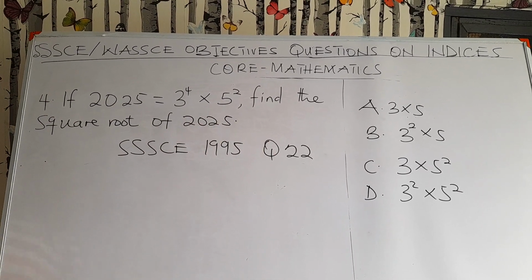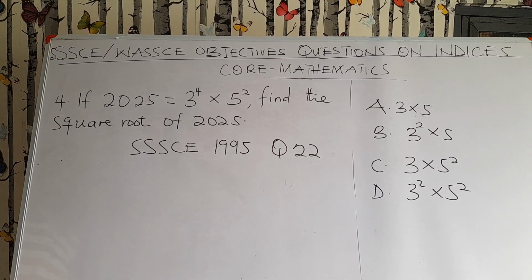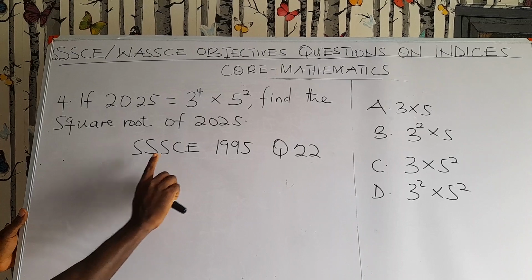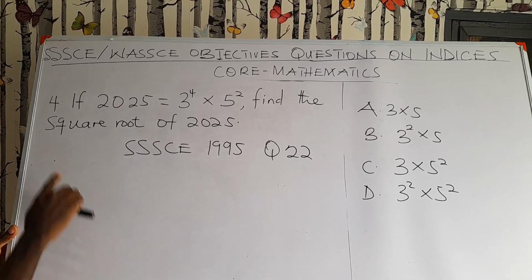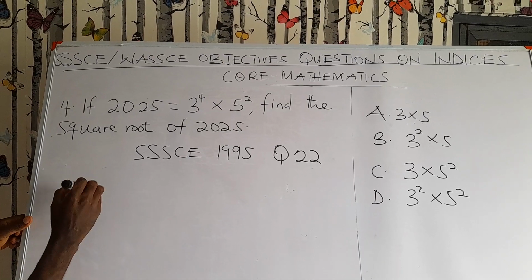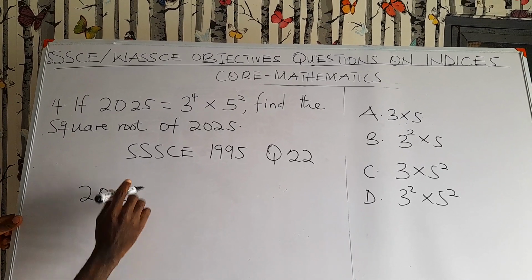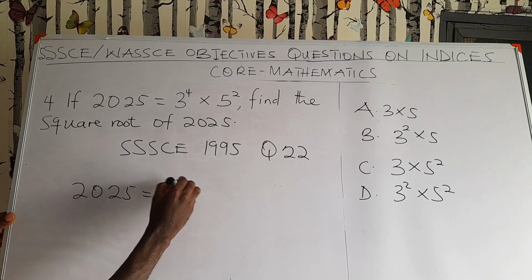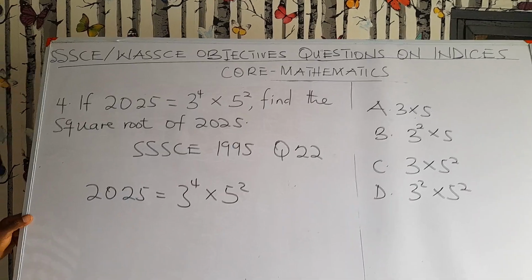So these are the possible answers. Please pause the video and try solving. Now compare your answers with mine. This question is SSSCE 1995, question number 22. So let's go. They say if 2025 is equal to 3 exponent 4 times 5 exponent 2, we should find the square root of it.